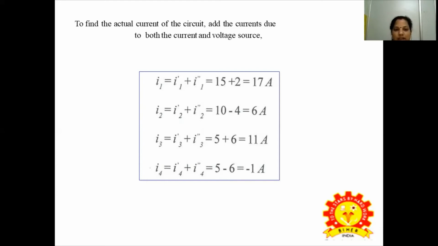To find the actual current of the circuit, or the current due to both the current and voltage source: I1 equal to I1 dash plus I1 double dash, which is equal to 15 plus 2, which is equal to 17 amps. So I2 equal to I2 dash plus I2 double dash equal to 10 minus 4, which is equal to 6 amps. So I3 equal to I3 dash plus I3 double dash, which is equal to 5 plus 6, equal to 11 amps. So I4 equal to I4 dash plus I4 double dash equal to 5 minus 3, which is equal to minus 1 amps.